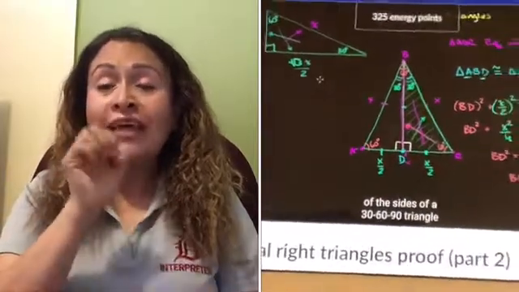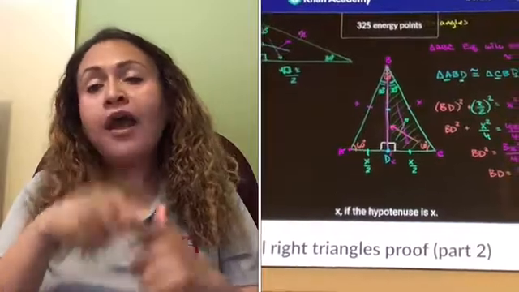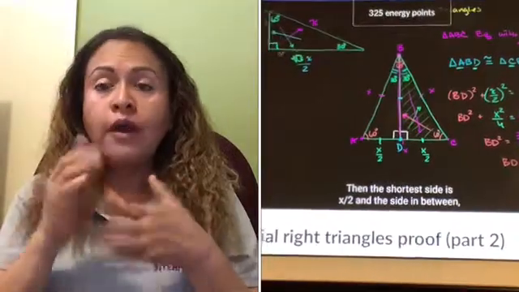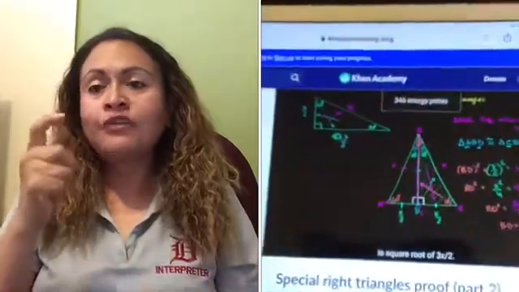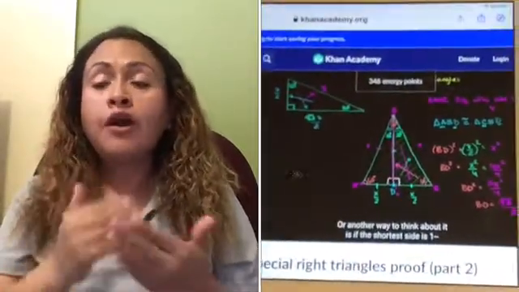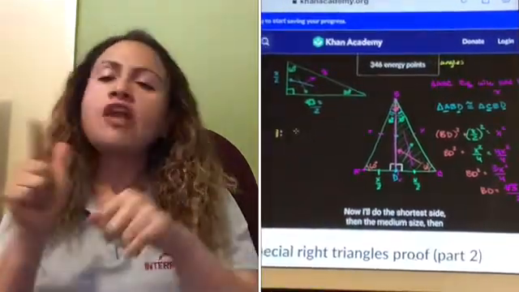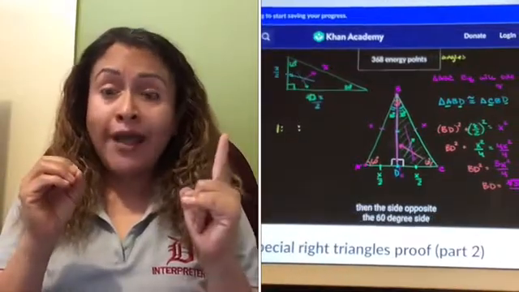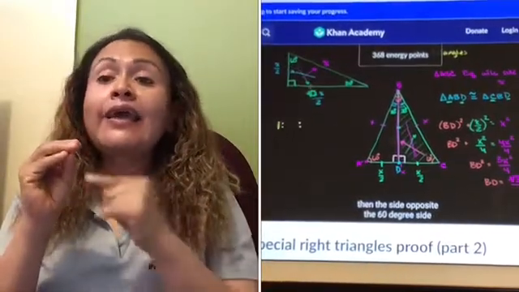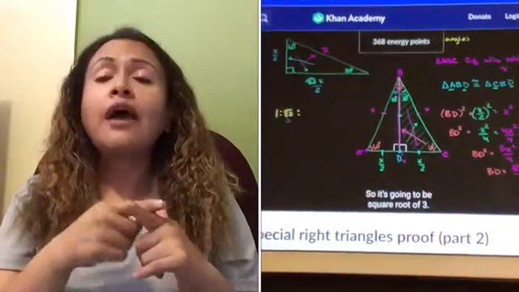Are. If we assume the longest side is x, if the hypotenuse is x, then the shortest side is x over 2, and the side in between, the side that's opposite the 60-degree side, is square root of 3x over 2. Or another way to think about it is, if the shortest side is 1, I'll do the shortest side, then the medium side, then the longest side. So if the side opposite the 30-degree side is 1, then the side opposite the 60-degree side is square root of 3 times that. So it's going to be square root of 3. And then the hypotenuse is going to be twice that.